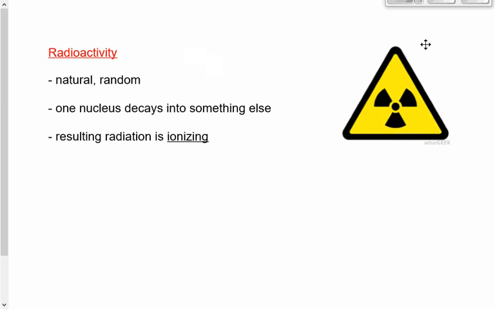You might not know what it is. Radioactivity is a natural process. First of all, it's a natural process. It's a random process. What does that mean? Well, it means that it happens on its own. We don't control it. We don't make it happen. We don't decide when it happens. It is completely natural, and it is completely random. Now, that still doesn't say what it is. It just says that we can't control it.